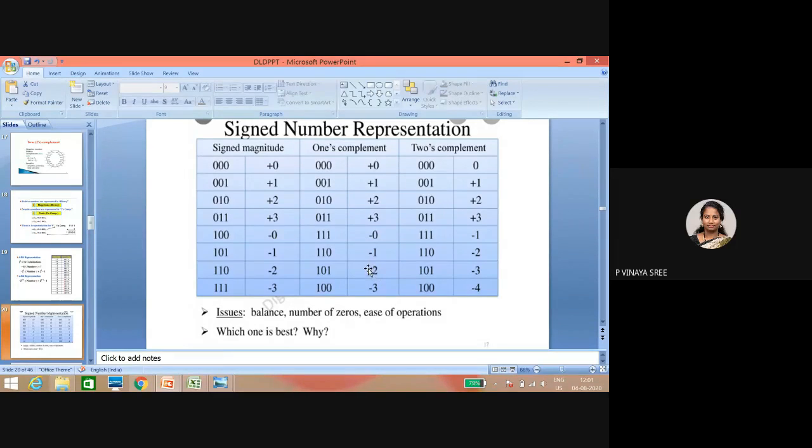Okay, now everyone write down minus 13 in signed magnitude, in ones complement, in two's complement, and tell me the result. Share the result in the chat box. Minus 13.